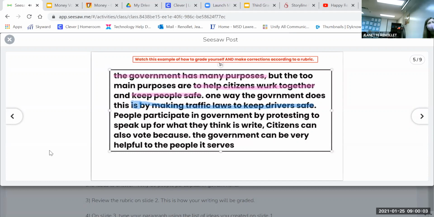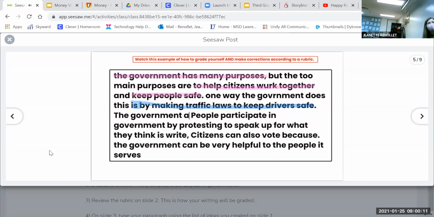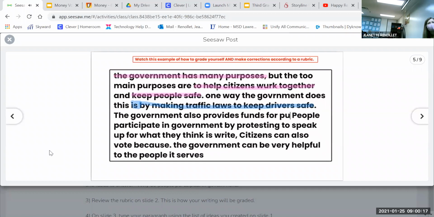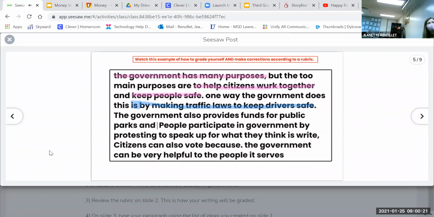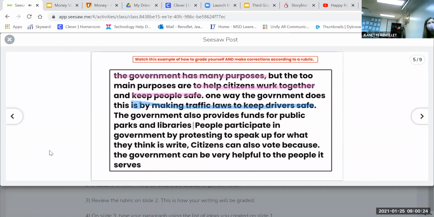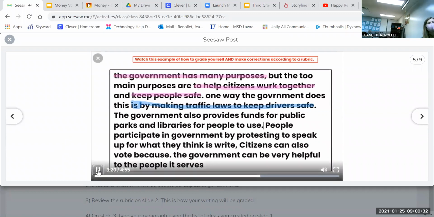Let's see, making those laws for me is a service. Let's think about a good that is provided. The government also provides funds for public parks and libraries for people to use. There we go. Now I have 2 goods and services.